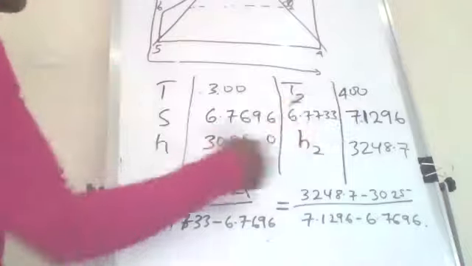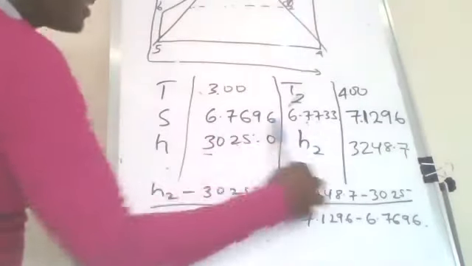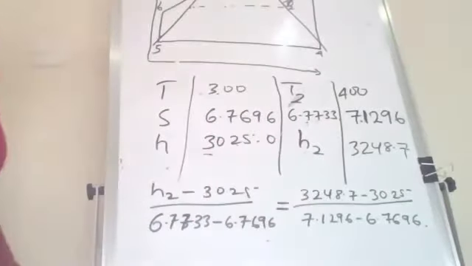The other is using this information, find T2 and use T2 to find. You don't use this anymore, and then you use this and that. You should have the same answers.